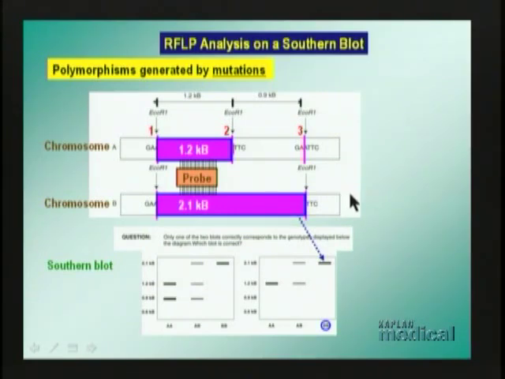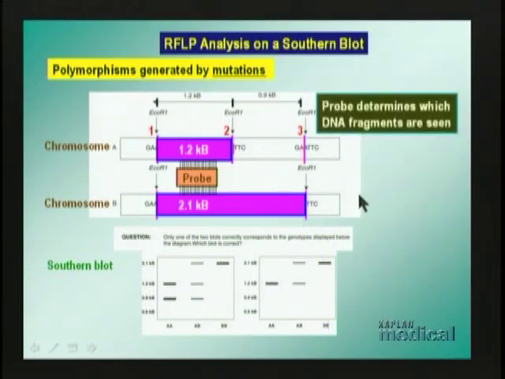So this is why the southern blot shown here on the right is the correct answer. Importantly, it's the probe that determines which DNA fragments are going to be visualized in the southern blot. Now what I would like to do here is carry this one step further and illustrate that this probe will see the 1.2 kb as well as the 2.1 kb. This probe will not hybridize with the 0.9 kb because it's not complementary to this part of the chromosome A.